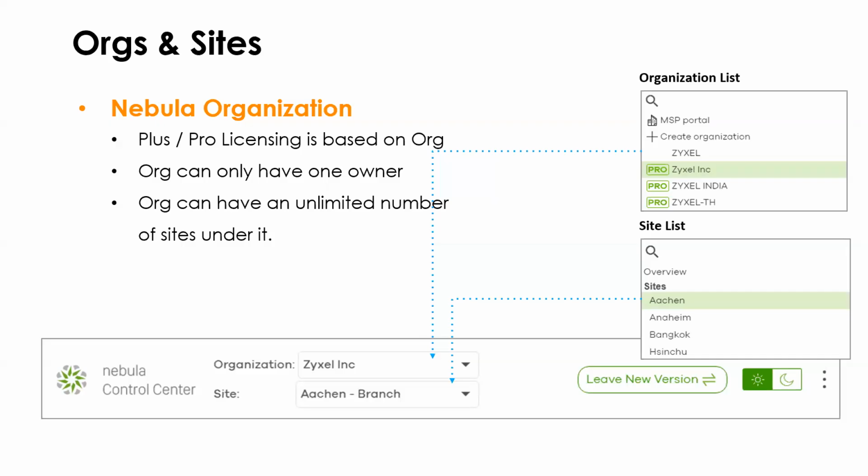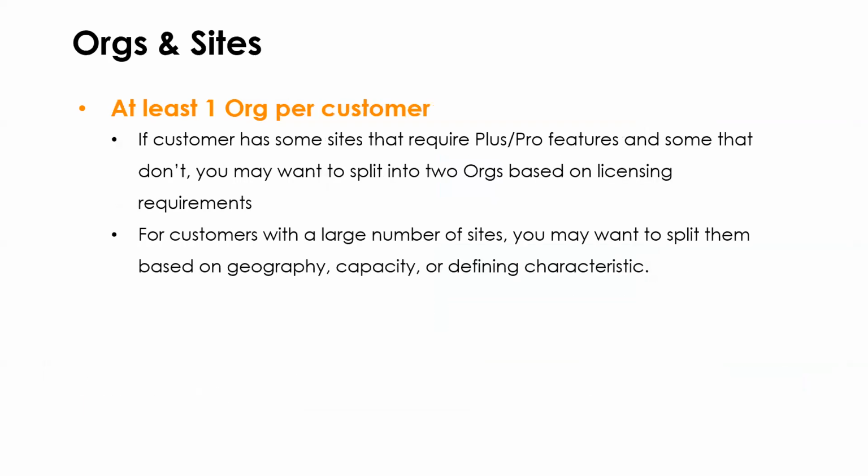One thing to keep in mind is an organization can only have one owner. By default, whoever creates the org is the owner of that organization. We will get into it a little bit later as to what features only the owner has access to. But keep in mind that you can transfer org ownership. So if one of your techs creates the org, you can always have them transfer it over to the master account. And each org has an unlimited number of sites that can be underneath it.